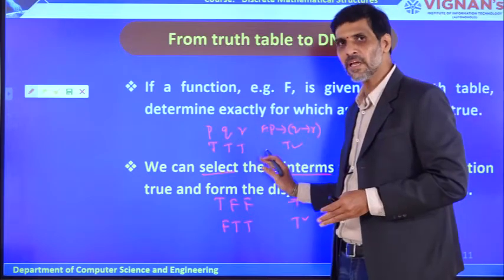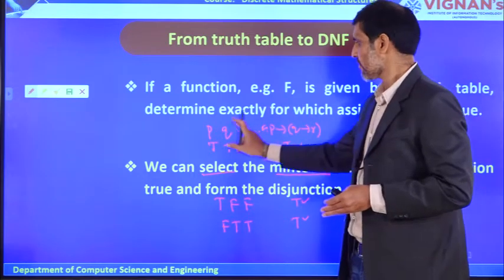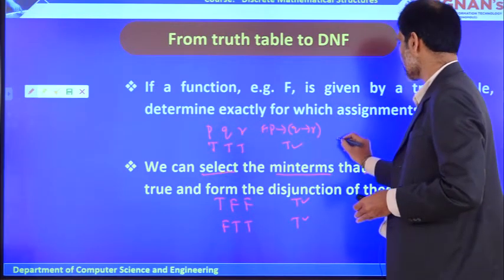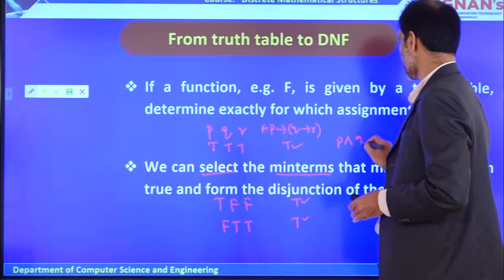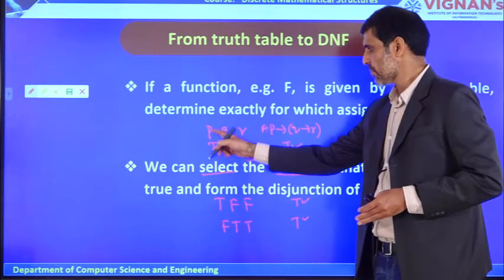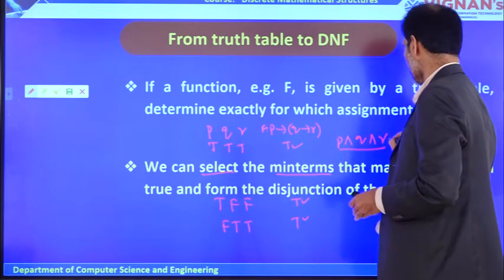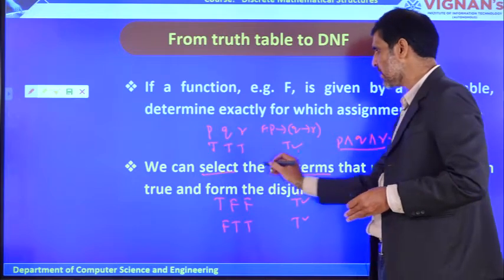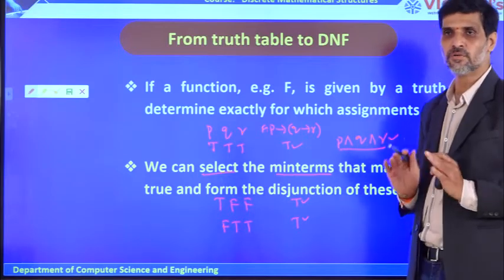What is a minterm? Just now we discussed, it is a conjunction of literals. So the assignments for which it is true can be taken in the form of a conjunction of literals, that means P and Q and R. Why am I taking P and Q and R? Because P is true, Q is true, R is true. Therefore the corresponding minterm for this assignment is P and Q and R.